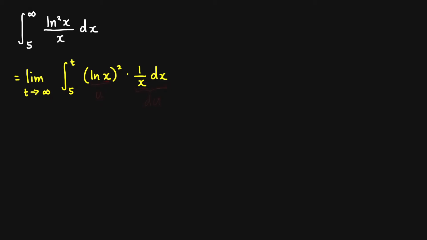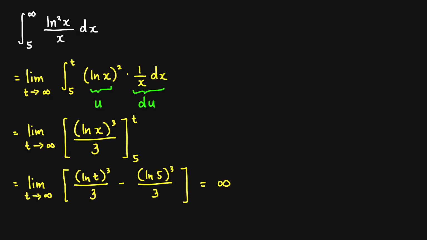So we can easily find an antiderivative for that one. If this is our u, this is our du. So the integral of u squared du is u cubed over 3. And then evaluating this first at x equals t, we'll get this one. And then minus, at x equals 5, we'll get the following.